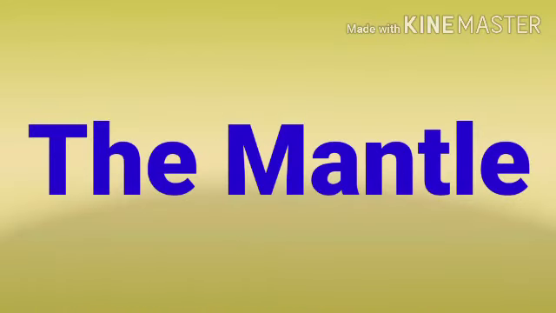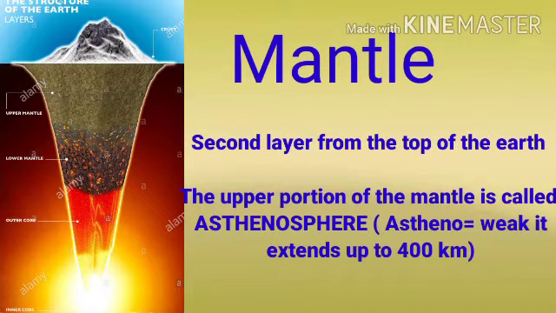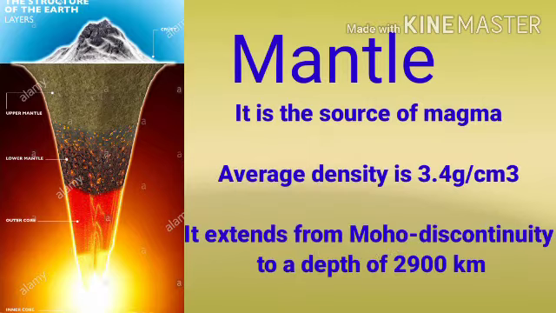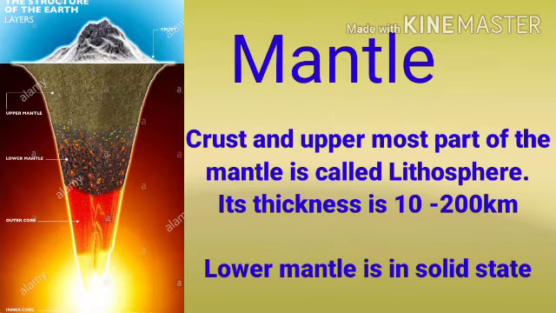So let's move to the next type of interior structure of the Earth, the mantle. The portion of the interior beyond the crust is called the mantle. The mantle extends from Moho's discontinuity to 2900 km. The upper portion of the mantle is called the asthenosphere. It extends inside up to 400 km. It is the main source of magma that finds its way to the surface during volcanic eruptions. It is in the solid state, but it is flowing. The crust and the uppermost part of the mantle together are called the lithosphere.